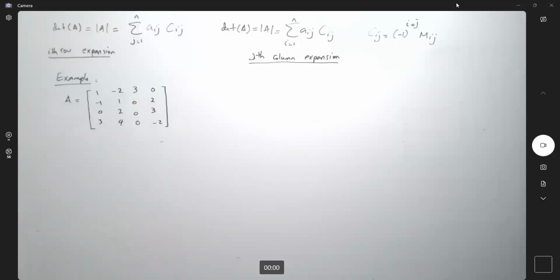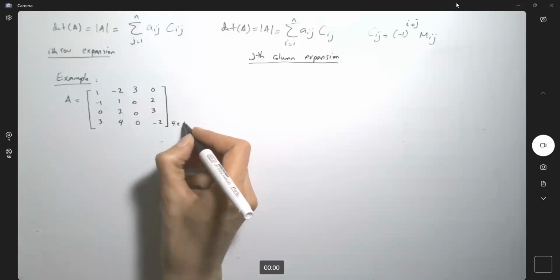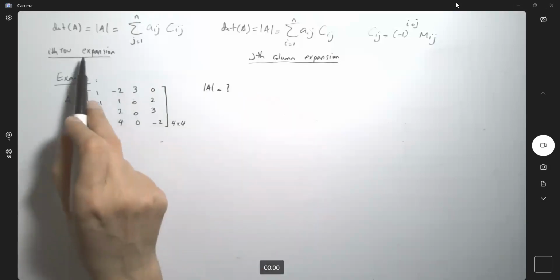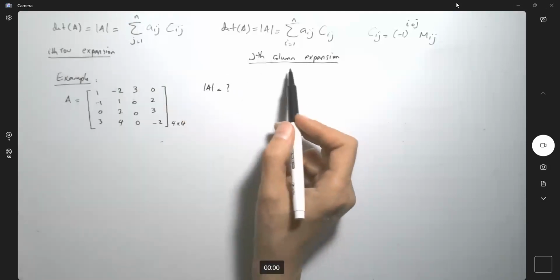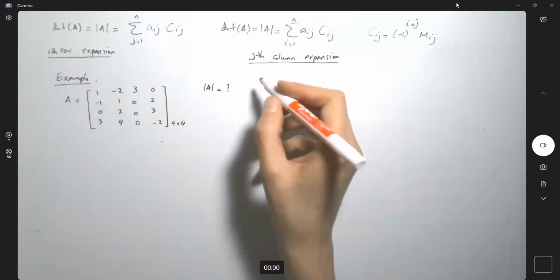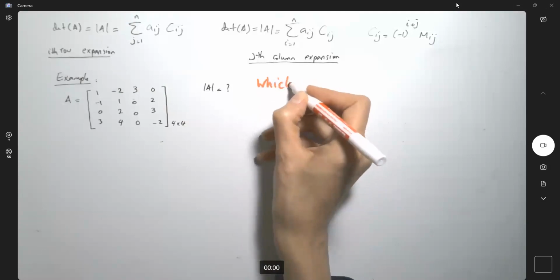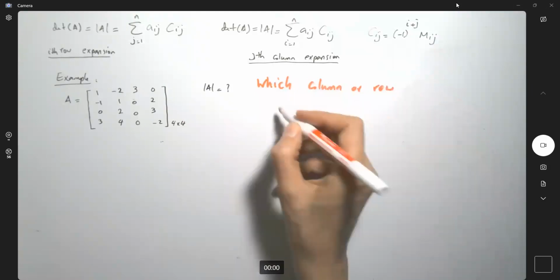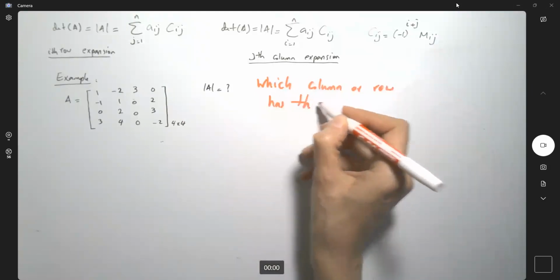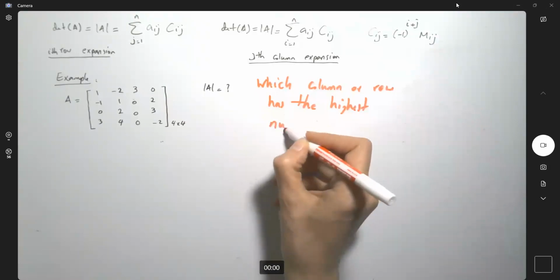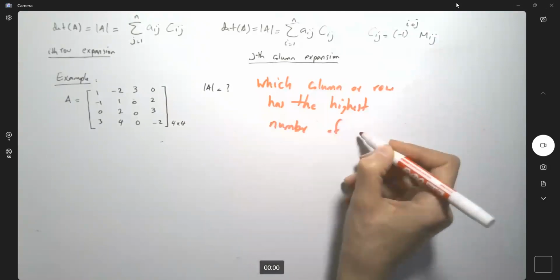We have a 4 by 4 matrix, and we want to know what is the determinant of this matrix. So should you use the row expansion or the column expansion? The question you need to ask is, which column or row has the highest number of zeros?